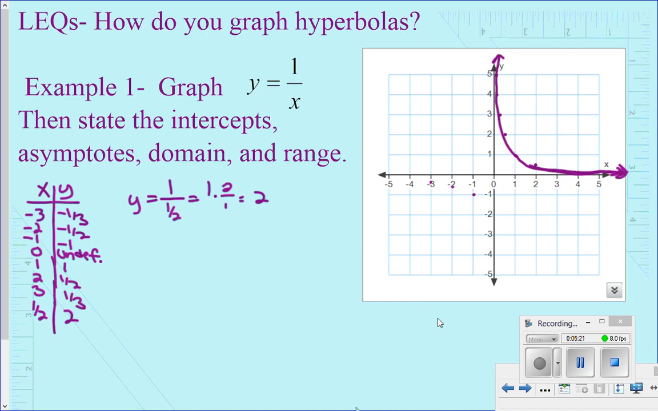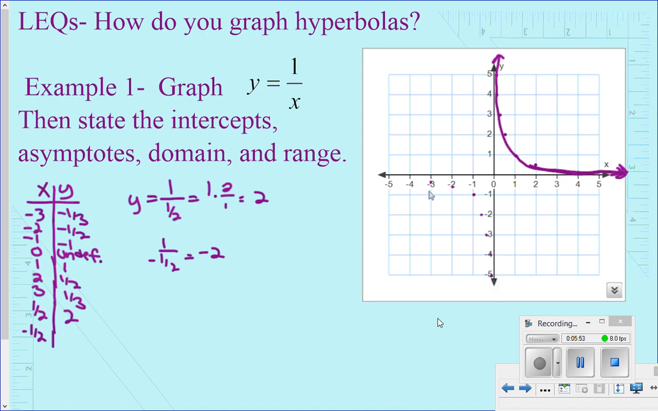Okay. And same thing over here, I have these 3 points that I plotted on the left, but if I put in, let's say, negative 1/2, then I'm getting 1 over negative 1/2, which is negative 2. So negative 1/2, negative 2. If I substitute in negative 1/3, I would be getting negative 3, and negative 1/4, negative 4, and negative 1/5, negative 5, and so forth.